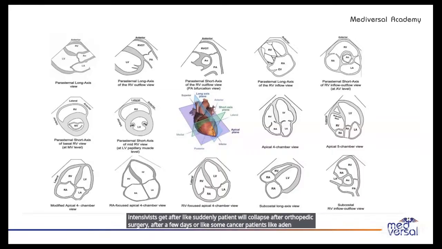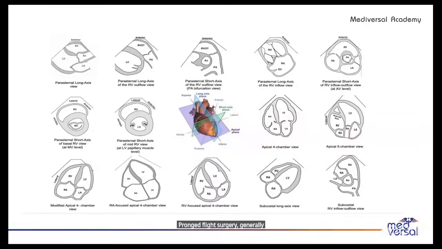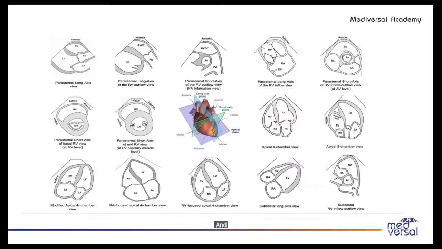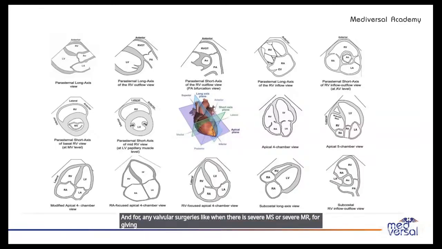or in some cancer patients like adenocarcinoma of the pancreas, or after a prolonged flight. In such situations, we give more importance to the RV compared to the LV. Even in heart failure patients, when there is acute decompensation, to monitor and escalate the dose of diuretics, we will see the IVC. And for valvular surgeries, like when there is severe MS or severe MR, for the cardiovascular surgeon we will grade the pulmonary artery hypertension.